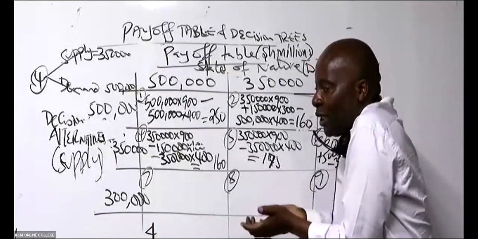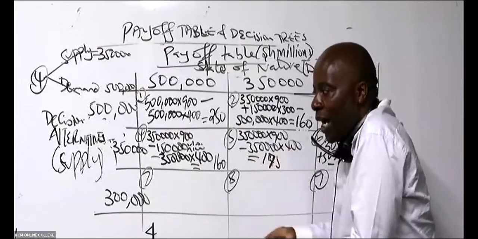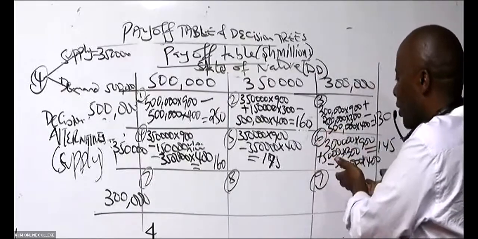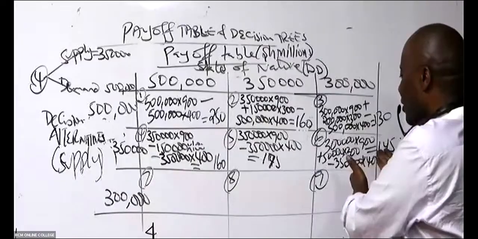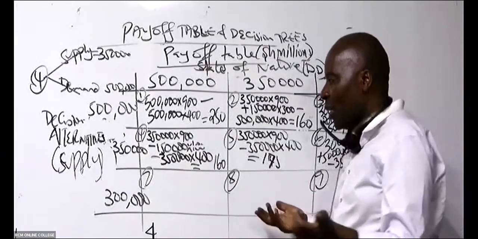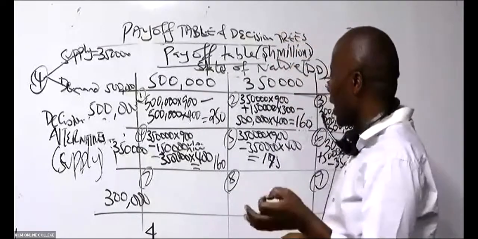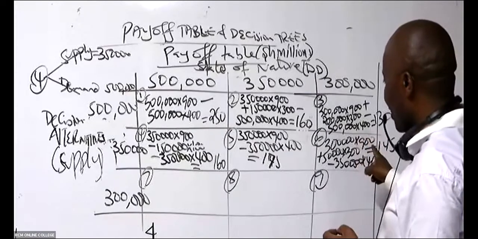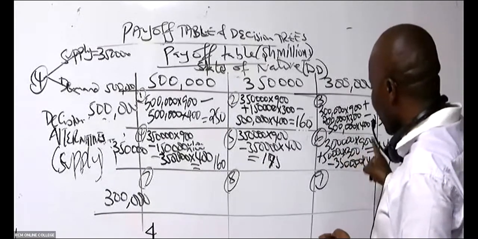So we perished with these extra ones. When you perish with them, you sell them at a lower price. So in this case, we'll sell the 50,000 at 300, minus 350,000 times 400, because the cost of production is always pegged on the supply. And then you take your calculator slowly. You say 300,000 times 900 plus 50,000 times 300 minus 350,000 times 400.